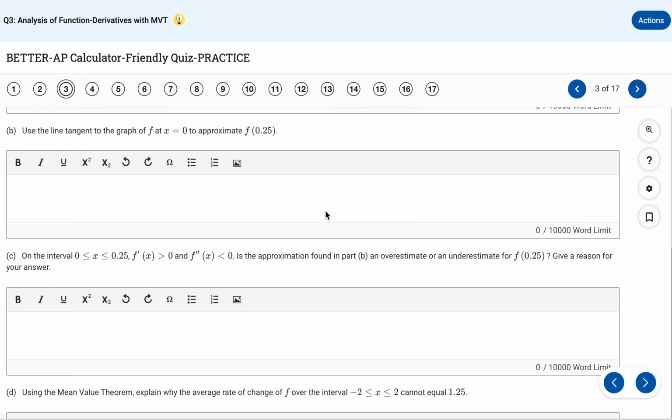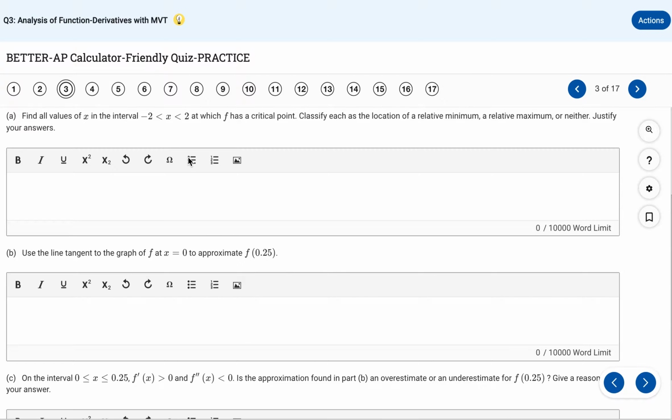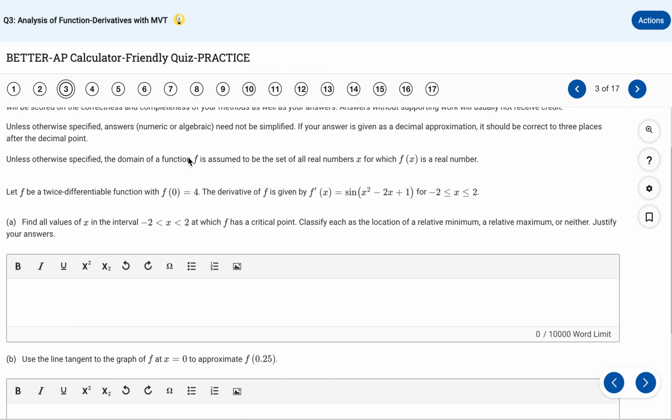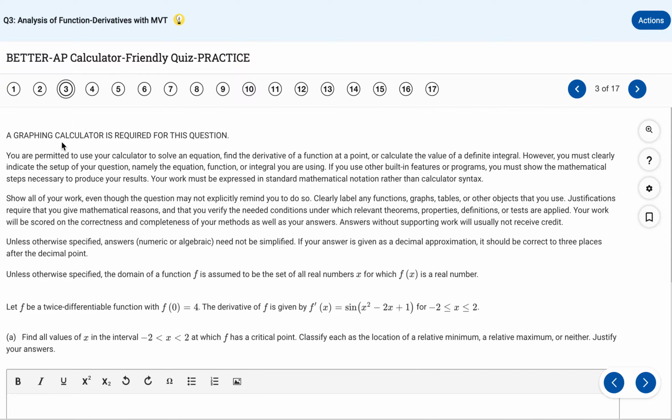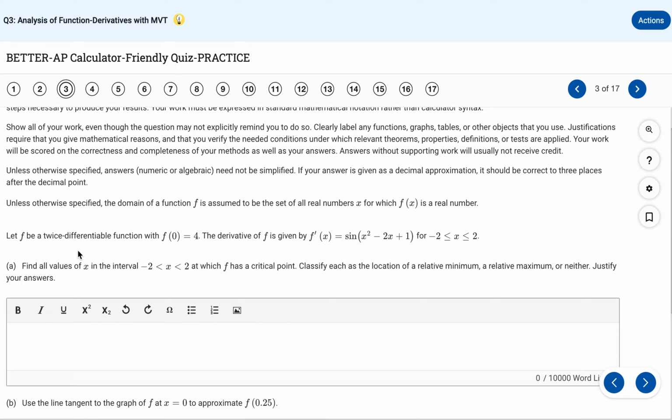Hello everyone, we are going to look at this FRQ that is calculator friendly and go through and try to see how to do it. So read through the directions at the beginning, get familiar with those. The problem really starts right here.